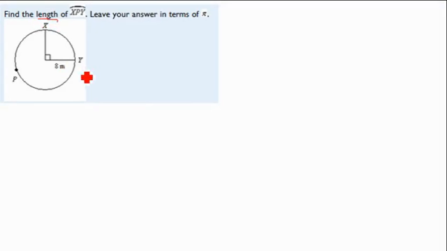Now, whenever you see length, you should think circumference, and circumference equals 2 pi r. Okay? So we see that the radius is 8, so let's take that down. And so we need to leave our answer in terms of pi, therefore we don't have to worry about calculating with 3.14 and all that mess.